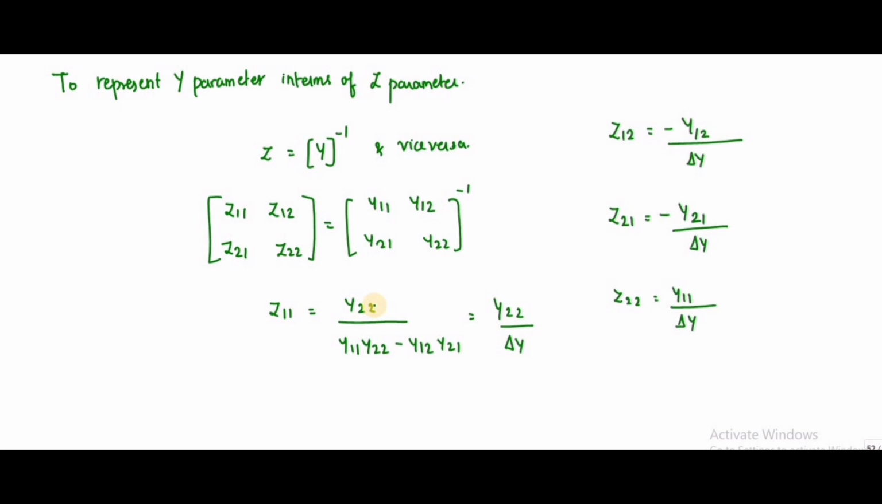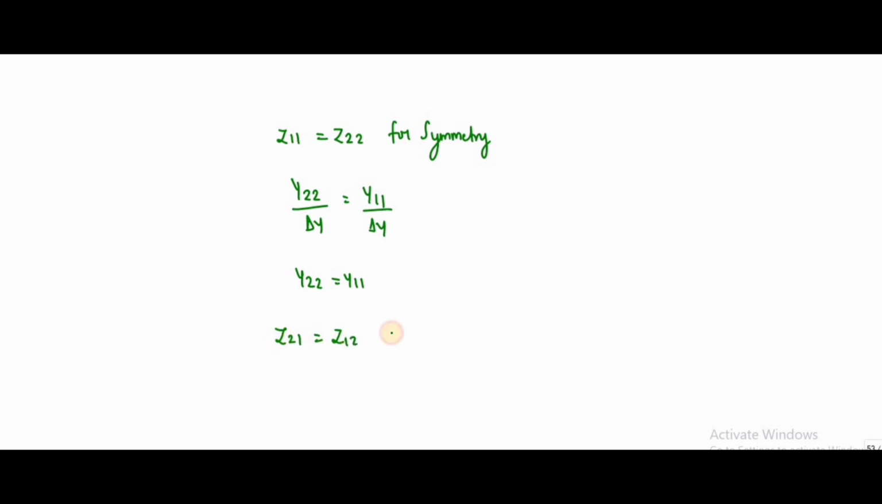So next let me go for another representation, that is ABCD. So Z parameter in terms of ABCD. Before that, if I want to find the symmetry, Z11 is equal to Z22 for symmetry. So what is the value of Z11? That is y22 divided by del y, that is equal to y11 divided by del y. So del y cancels, so we get y22 is equal to y11. Similarly for reciprocity, Z21 is equal to Z12.